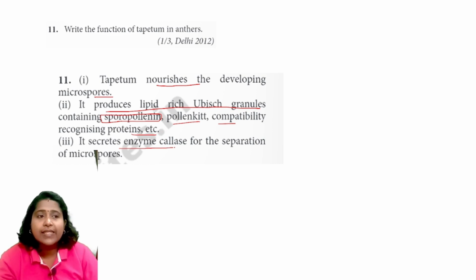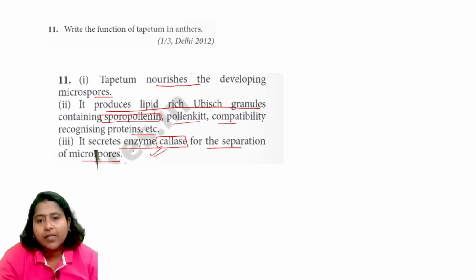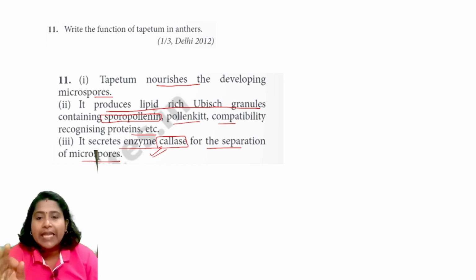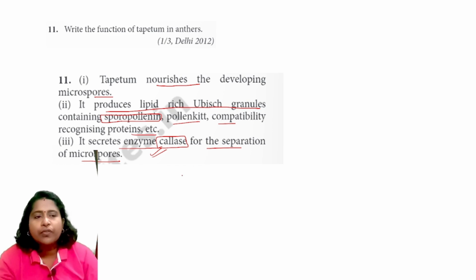Next, it secretes the enzyme catalase. This is something very important for the separation of the microspore. So, three major functions. Number one, providing nourishment. Second one, sporopollenin production. And then the catalase enzyme. What is the function of the catalase enzyme?